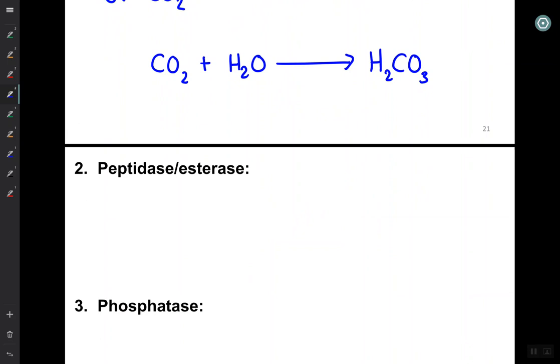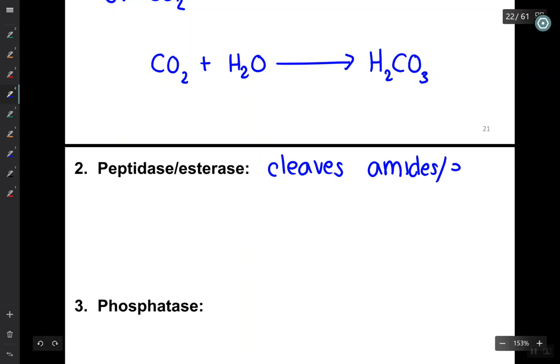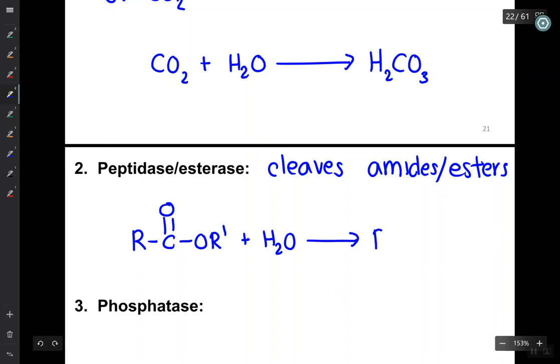There are enzymes called peptidases and esterases, and as the name seems to suggest, they cleave ester bonds and amide bonds. So these are hydrolytic enzymes, so that means they can take substrates that have an ester group, utilize the water to do a hydrolysis, which will leave you with the carboxylic acid and the alcohol.